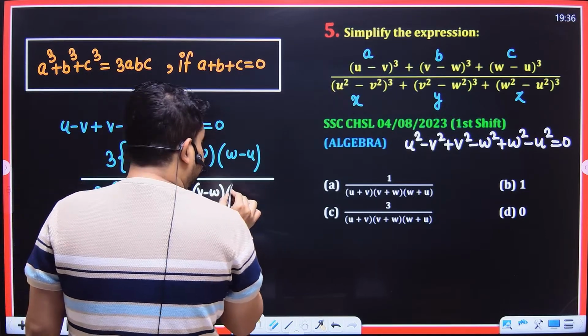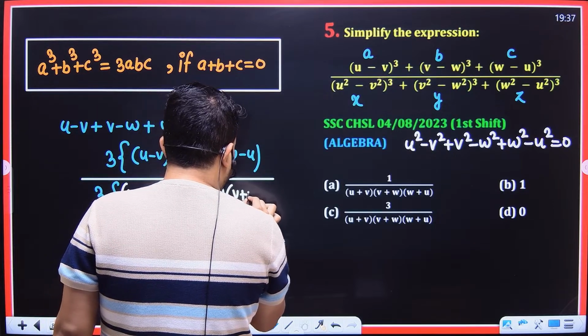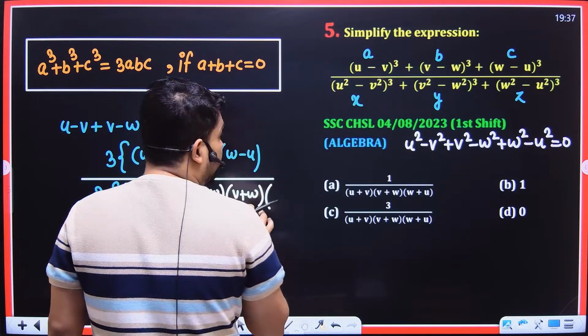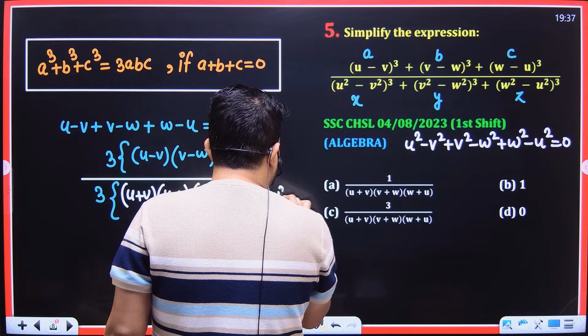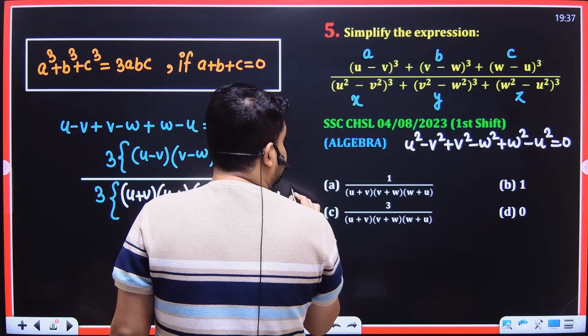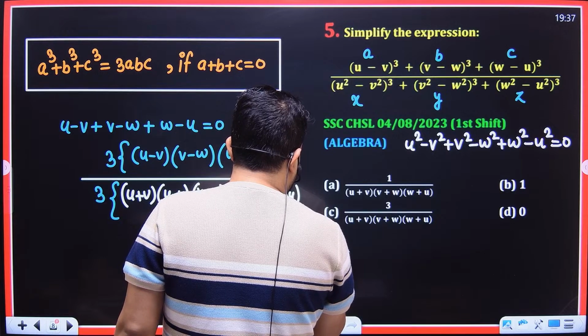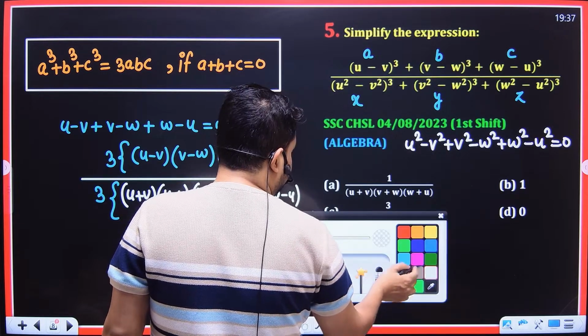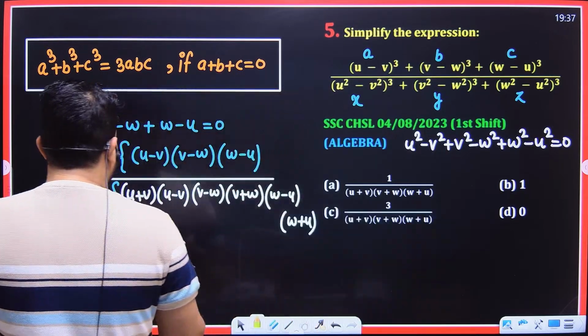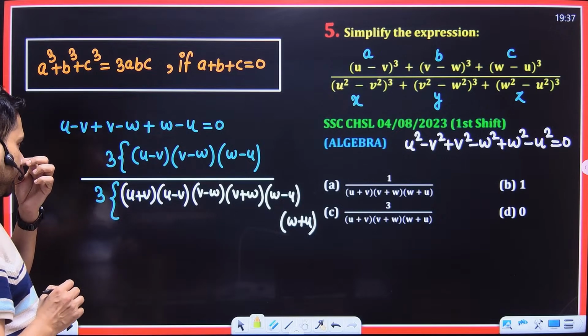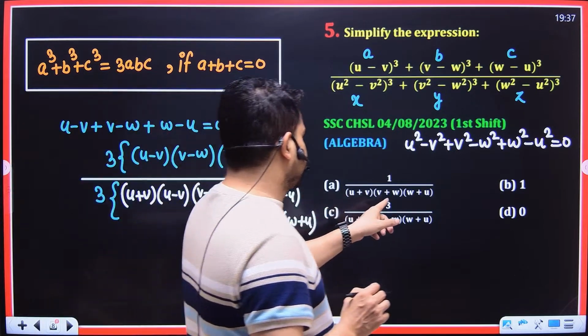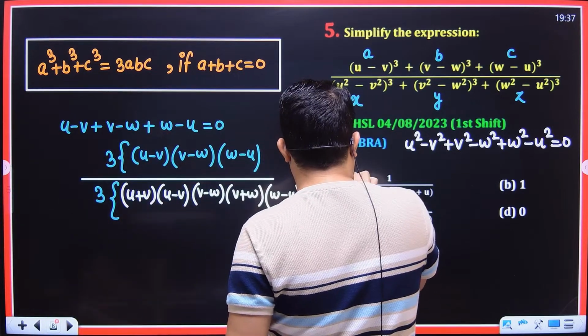In examination, we have to solve this question directly. But here we have to learn how the things are working. W minus u, and again we have w plus u. See, the negative terms will be cancelled out, and 3 will be cancelled out. Then what we have? 1 upon (u plus v)(v plus w)(w plus u). This one is my correct answer.